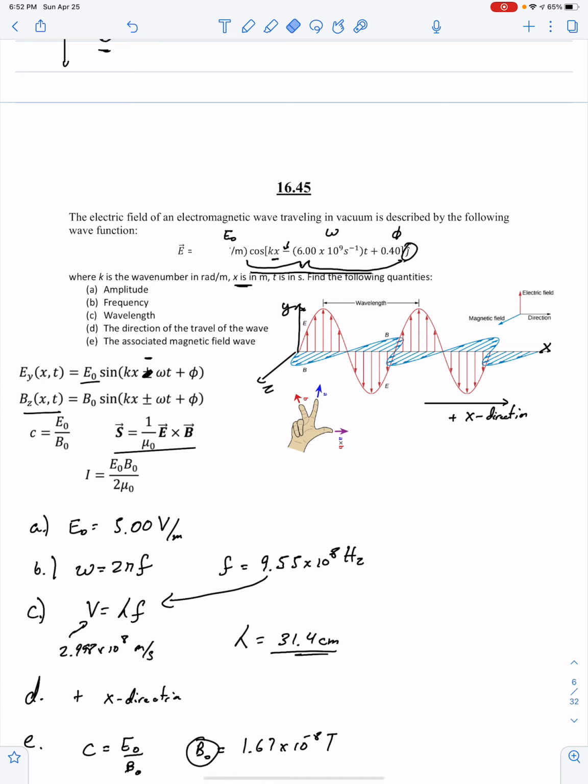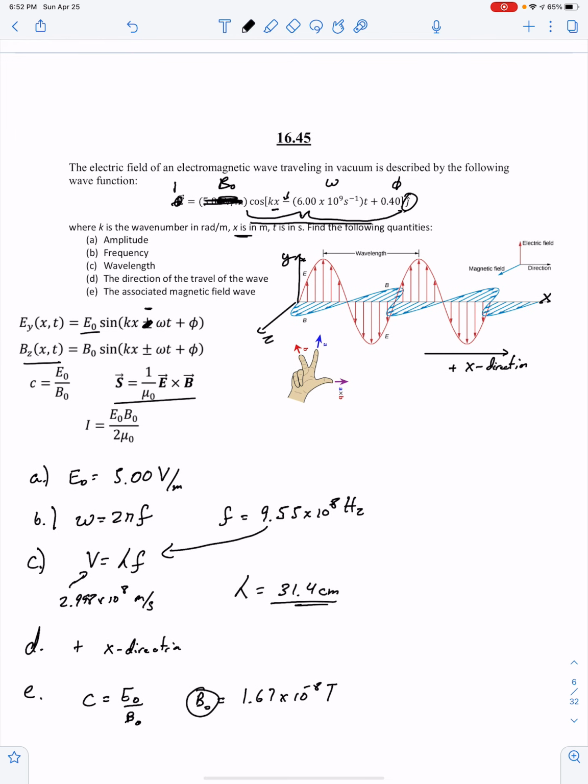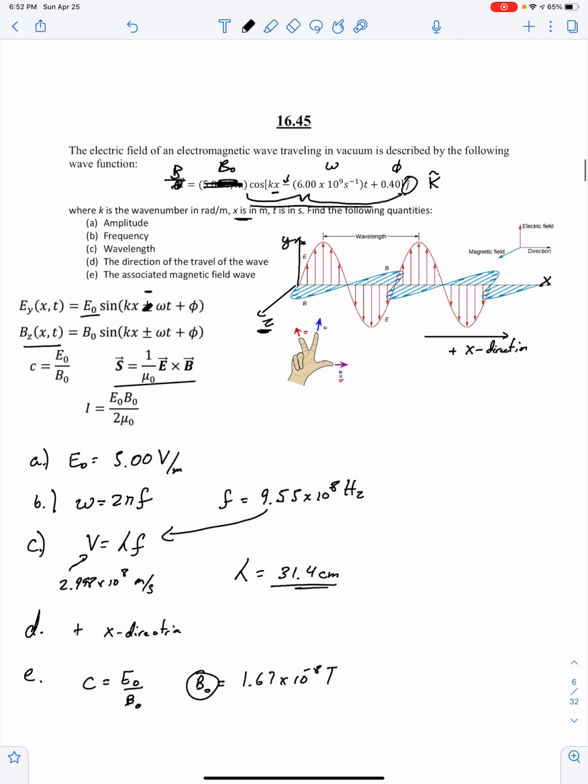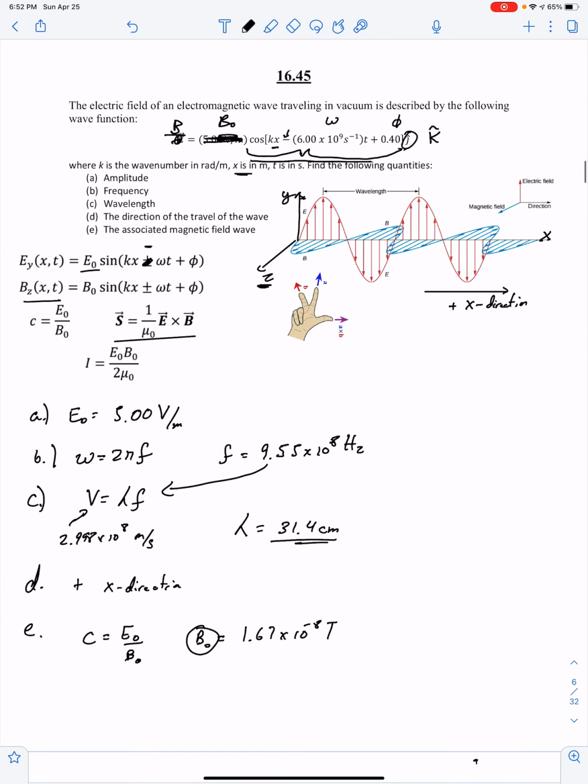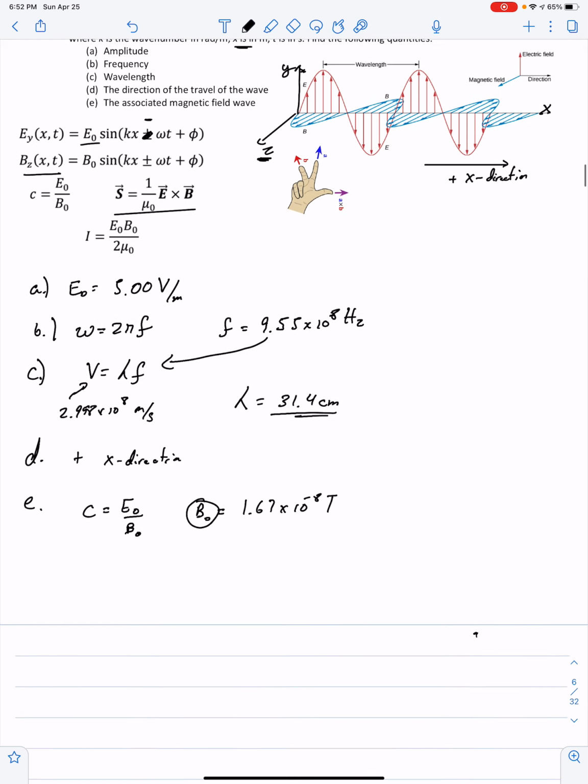So instead of having E, we put B naught, and let me put k here, and it is k because it is traveling in the Z direction. Remember that? Okay, and that's it. That's all you have to do. And that solves problem 16.45.